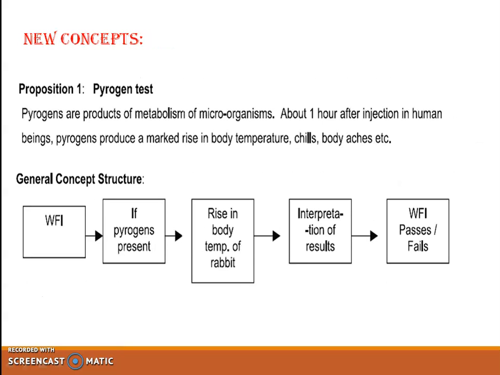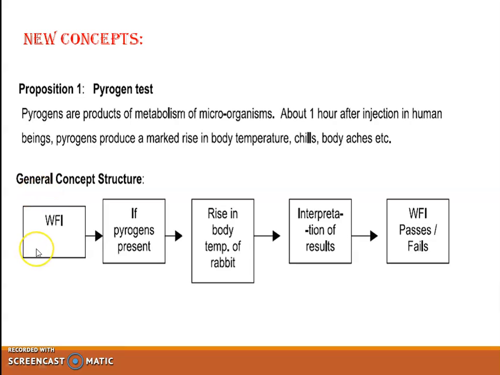The new concept which we are going to study is the pyrogen test. First we should know what pyrogens are. Pyrogens are products of metabolism of microorganisms. About 1 hour after injection in human beings, pyrogens produce a marked rise in body temperature. It shows chills, body aches, etc.